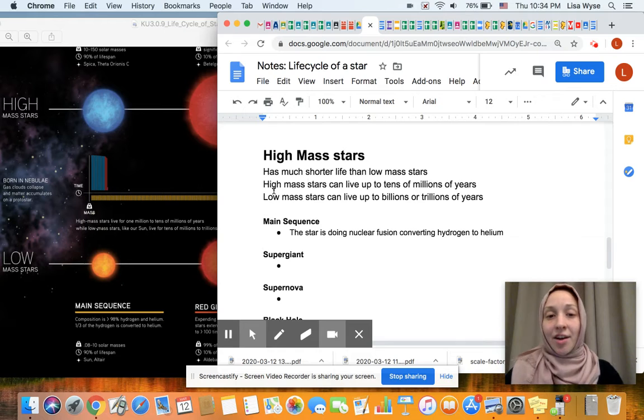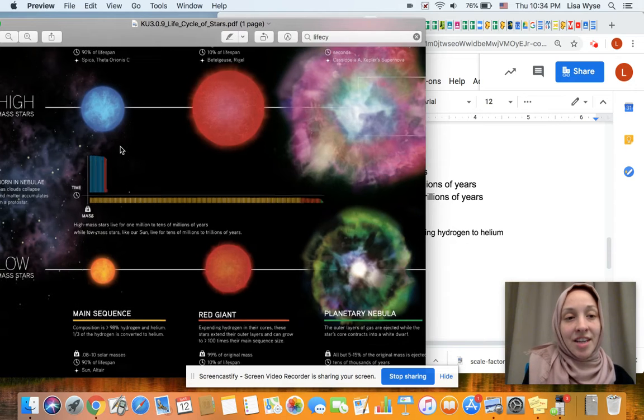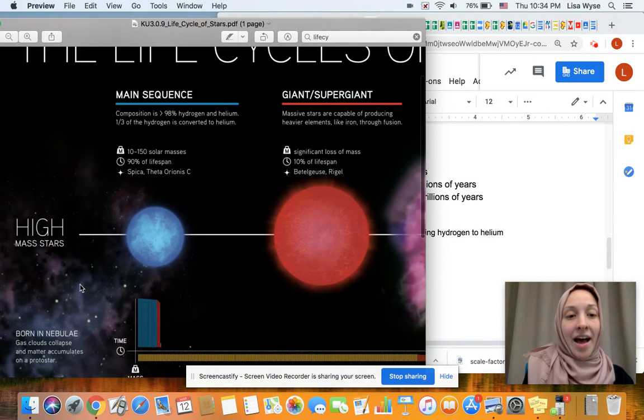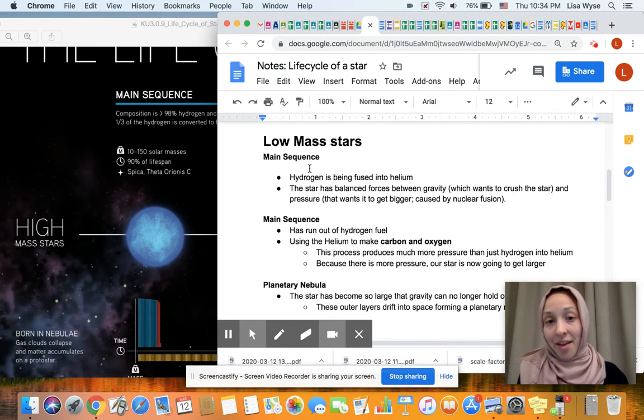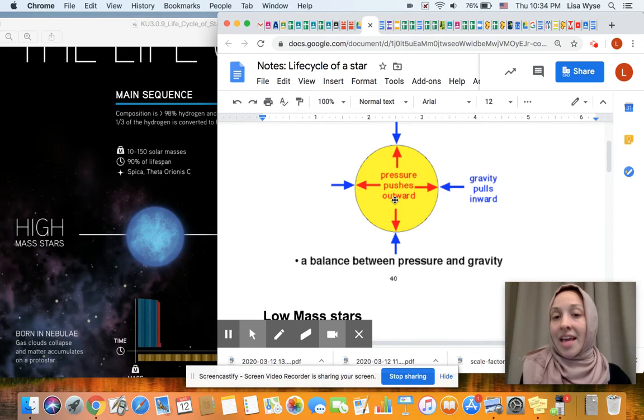Now that we have an idea of what a low mass star is and what a high mass star is, we can move on to the actual life cycle of a high mass star. Our life cycle starts here with our main sequence star, just like the low mass star. Hydrogen is being fused into helium. And just like the low mass star, it has the same forces. The gravity is pulling inward and the pressure is pushing outward.